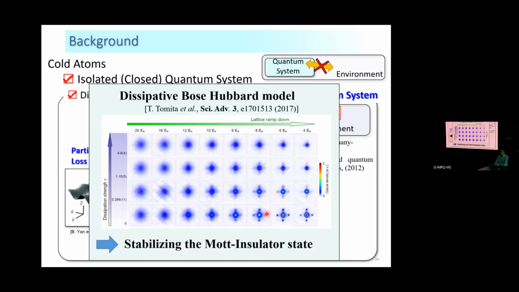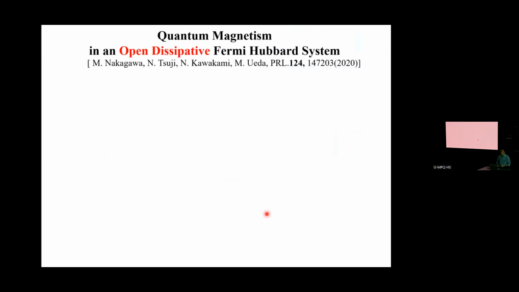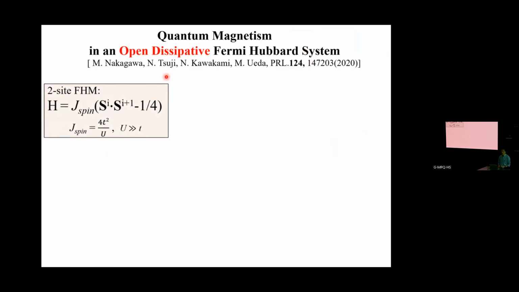Okay, this is a case of a dissipative Bose-Hubbard model, and our recent work focuses on quantum magnetism in an open dissipative Fermi-Hubbard model, which is discussed in this theory paper by Dr. Nakagawa and his colleagues. The simplest case of the Fermi-Hubbard model is the two-site Fermi-Hubbard model, which can be described by this Heisenberg model for the large U limit.